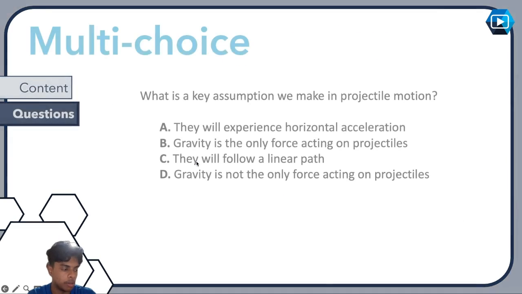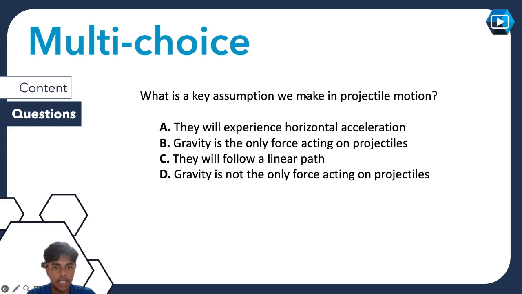So let's first take a look at the multiple choice questions. What is the key assumption we make in projectile motion? Option A states they will experience horizontal acceleration. Option B states that gravity is the only force acting on projectiles. Option C states they will follow a linear path. And option D states gravity is not the only force acting on projectiles. So this is very relevant to the HSC definition of what a projectile is.